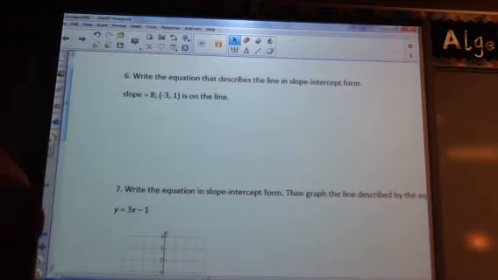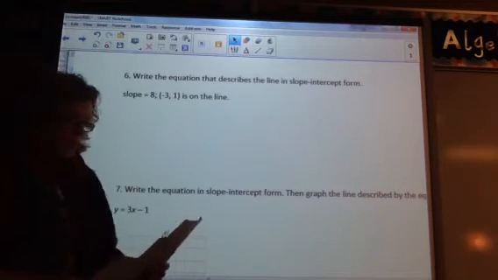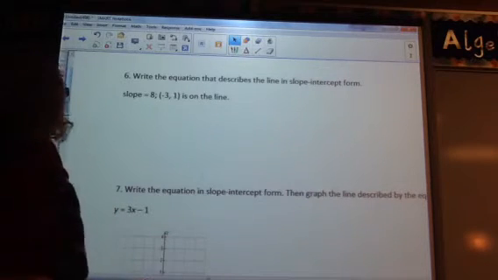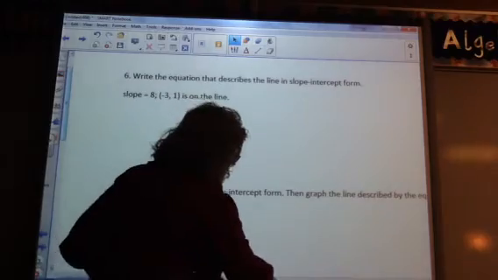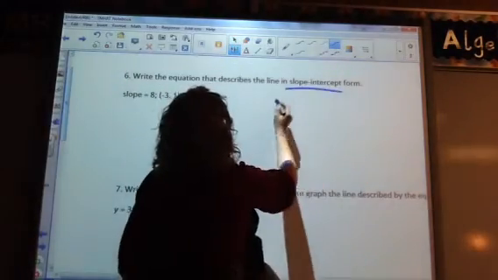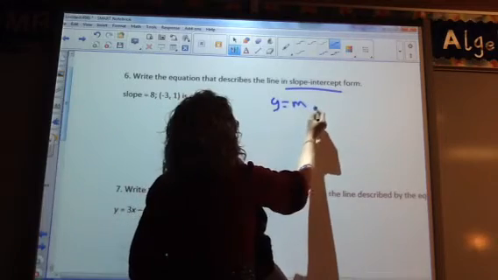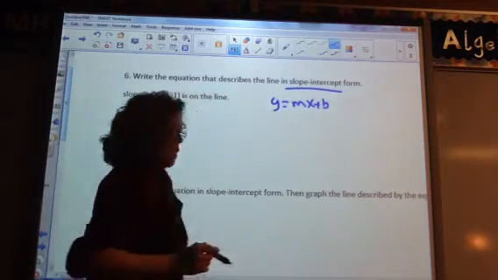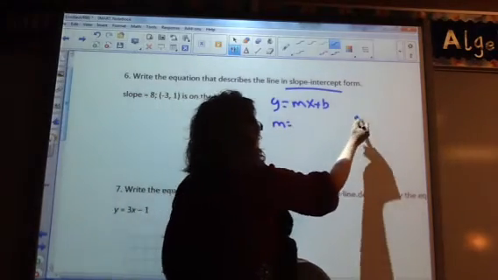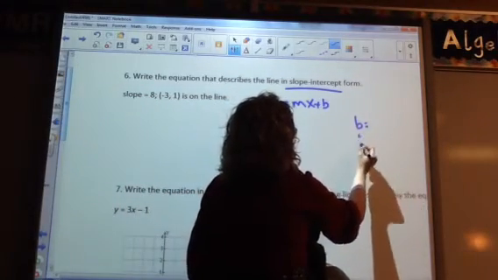Alright class, this is the second video of Unit 4, Section 6 on the slope-intercept form. And we're going to do the same thing we did with number 5: we want to put it into our slope-intercept form, which is y equals mx plus b. So what we need is our slope and our y-intercept.